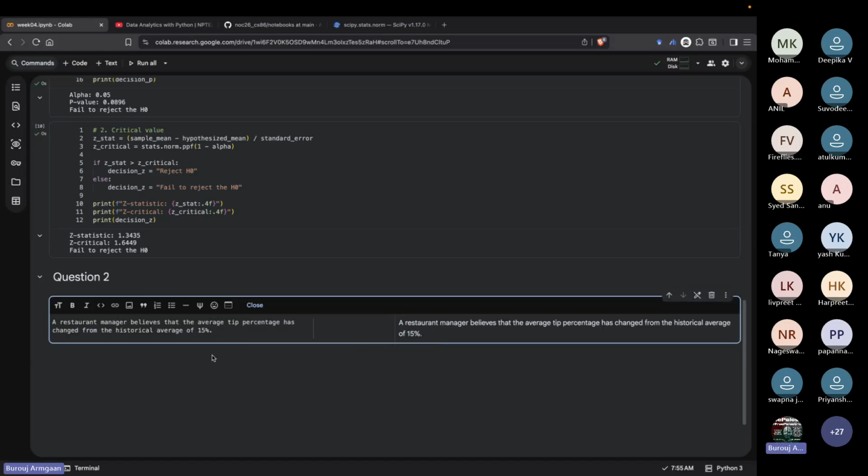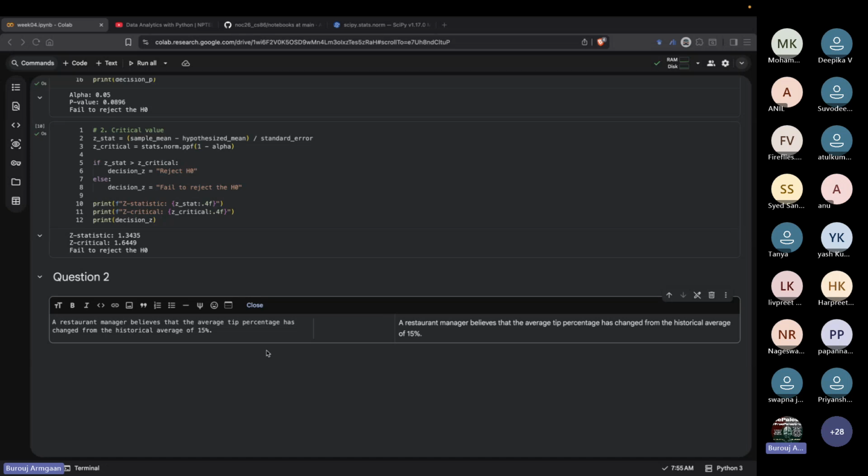we have a restaurant manager who believes that the average tip at his restaurant has changed from the historical value. Historically, from his calculations, he knows that people on average give a 15% tip. He believes that this value has changed. It can either be a bigger value or a smaller value.